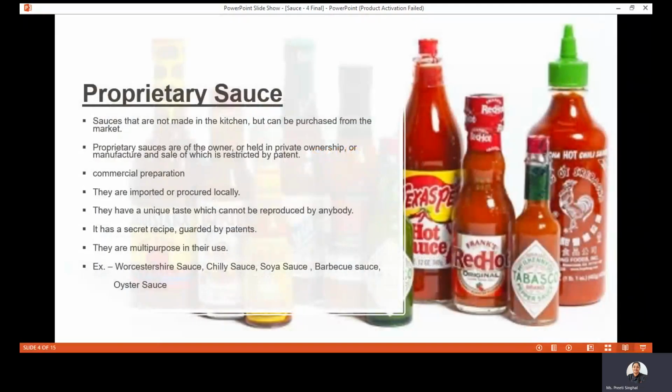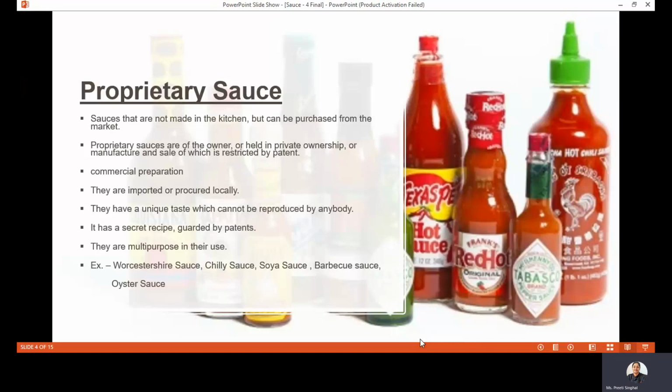So, what are proprietary sauces? Proprietary sauces are not made in the kitchen, can only be purchased from the market, and cannot be reproduced in the kitchen, for the fact that the recipe is hidden and safeguarded by the patented family or company. These sauces are procured locally or imported, and they have a unique taste and are multi-purpose in use.